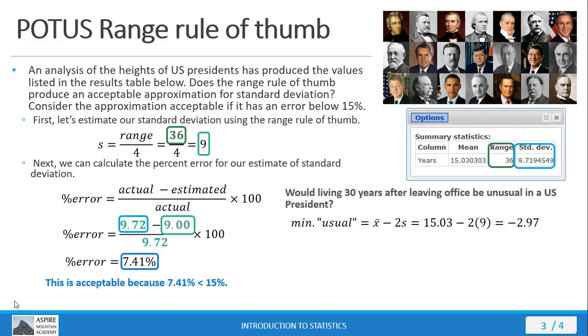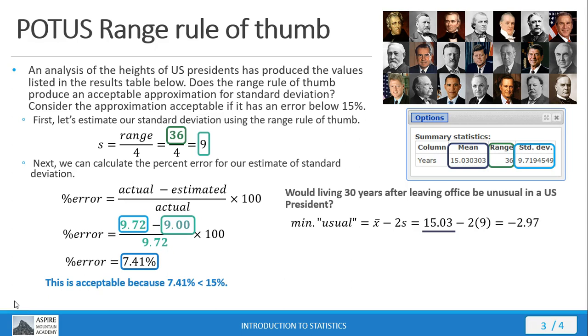So first we need to calculate the minimum usual value, which is x bar minus 2 standard deviations. Notice the s here is the estimated standard deviation using our range rule of thumb. The mean value of our data set is 15.03, which we see here in our results table. Then we subtract 2 times our estimated standard deviation. This gives us a minimum usual value of negative 2.97.